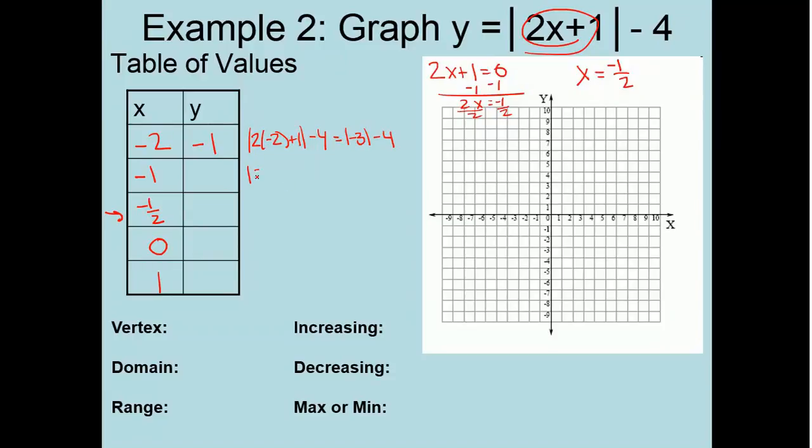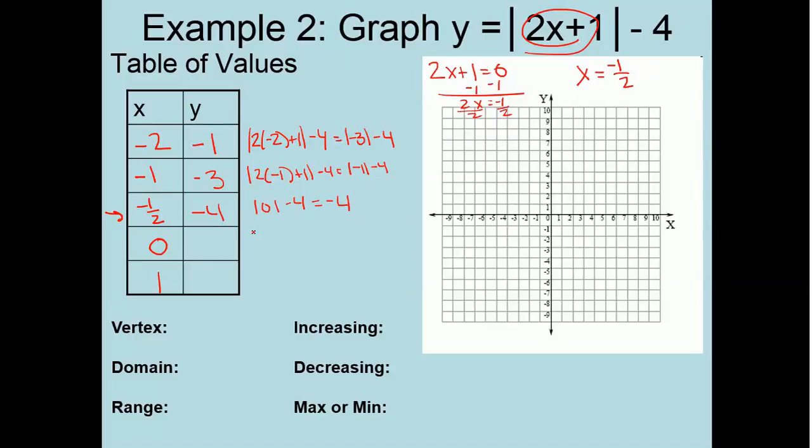Let's do it again. 2 times negative 1 plus 1 minus 4. 2 times negative 1 is negative 2. Plus 1 is negative 1, so I'm going to have negative 1 in the absolute values. 1 minus 4, well, that's negative 3. Let's plug in negative a half. Well, we know already that the half makes the inside 0. So 0 minus 4 is negative 4.